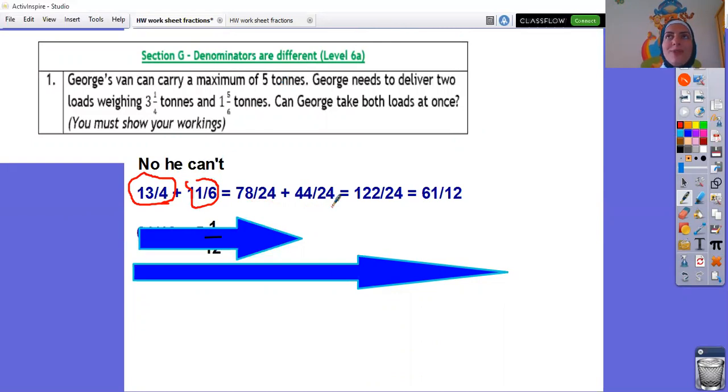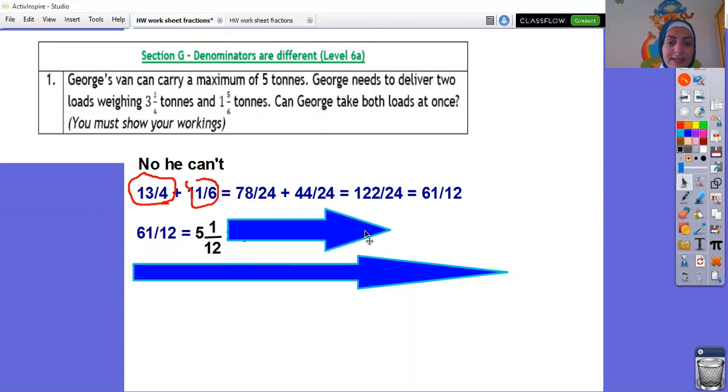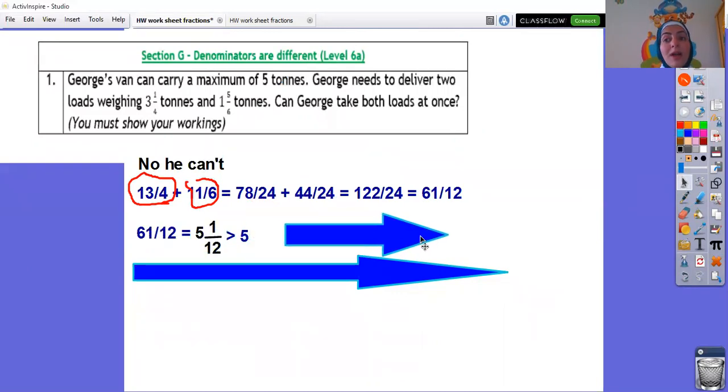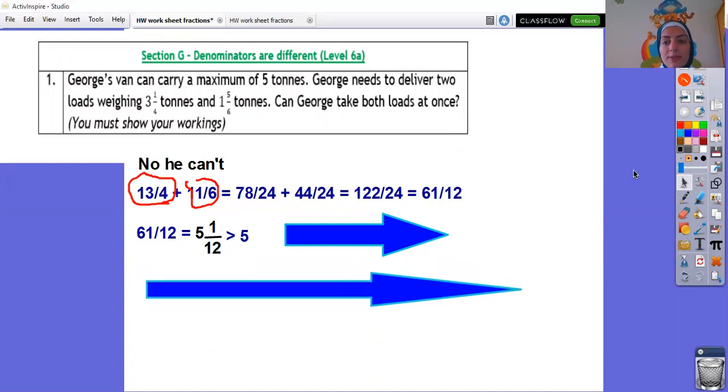Let's see how many 12s you have in the 61. If you check it, you find that you have 5 and 1/12. So unfortunately, the 5 and 1/12 is above 5. So this means I can't at all put this amount of tons together.